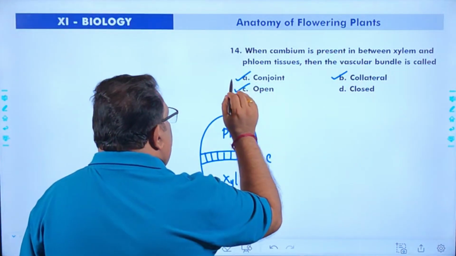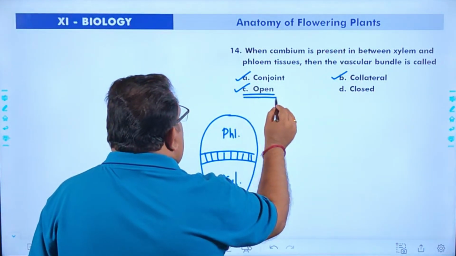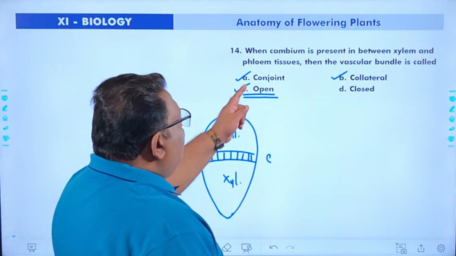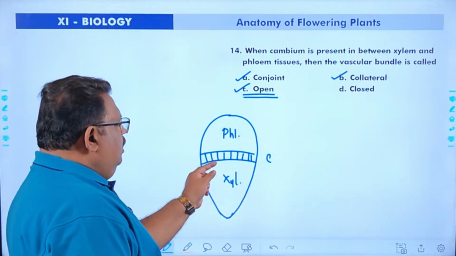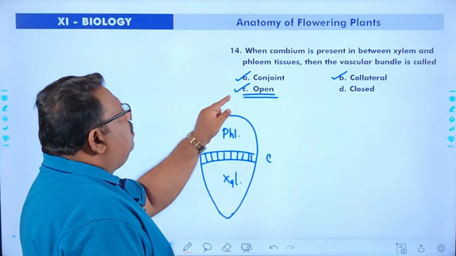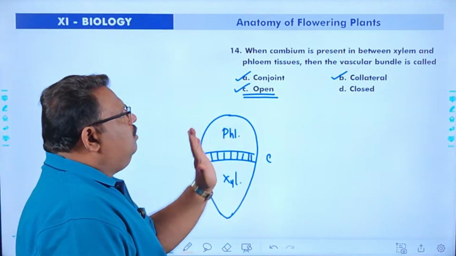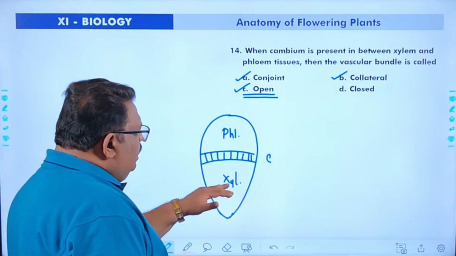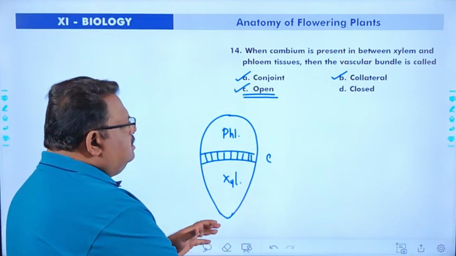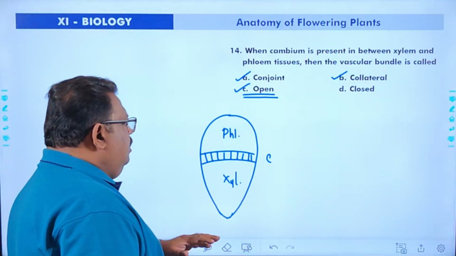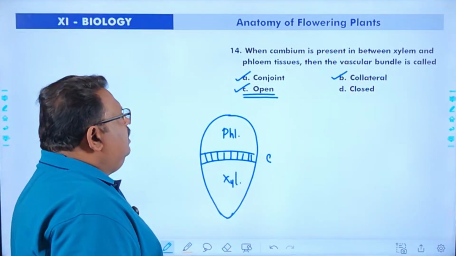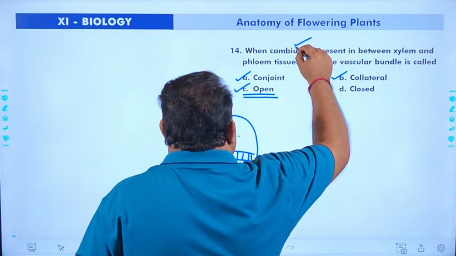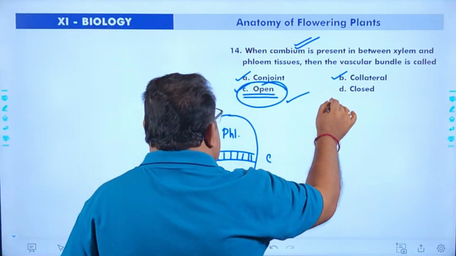So the most correct will be open. Here, when cambium is present in between xylem and phloem, that is the important part of the question. When there is cambium, it is called open. When there is no cambium, it is called closed. When both tissues are seen inside same bundle, it is called conjoined. When phloem and xylem are seen one on either side, it is called collateral. But here the question is regarding the presence of cambium. So the answer will be open.